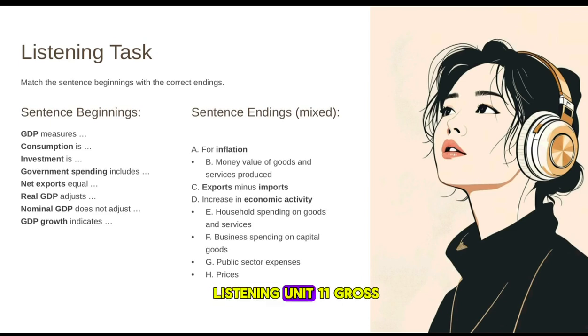Listening. Unit 11. Gross Domestic Product. Listen and match the halves. Gross Domestic Product, or GDP, is the total value of goods and services produced in a country during a specific period. GDP is composed of consumption, investment, government spending, and net exports. Economists measure GDP in three ways: production, income, and expenditure approaches.